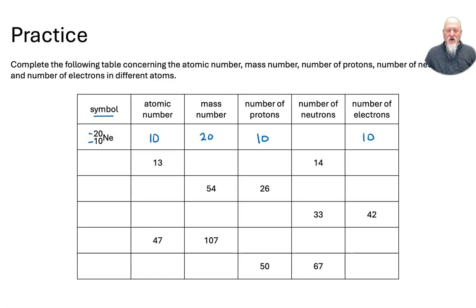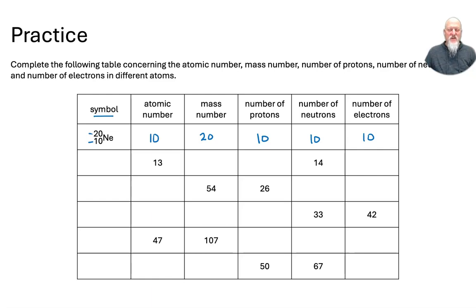The number of neutrons we're going to determine from the mass number. So the mass number is 20, and we said the mass number is the number of protons plus the number of neutrons. So if the mass number is 20 and we have 10 protons, that must mean we have 10 neutrons, because 10 plus 10 is 20. Okay? Remember, mass number is the number of protons plus neutrons. So protons plus neutrons is 20.